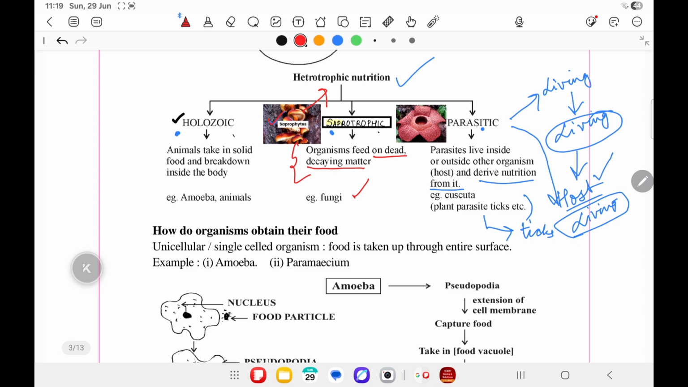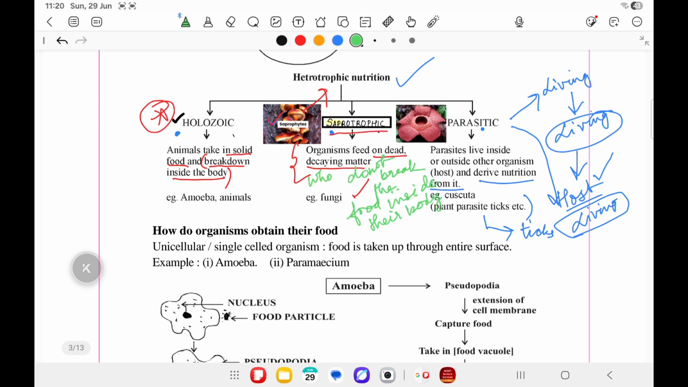Now, next is Holozoic. This is the most important in your syllabus. Holozoic organisms are animals that take in solid food and break the food inside their body. Why is this mentioned? Saprotrophic organisms are different from Holozoic because saprotrophic organisms do not break the food inside their body, whereas Holozoic organisms break the food inside their body.